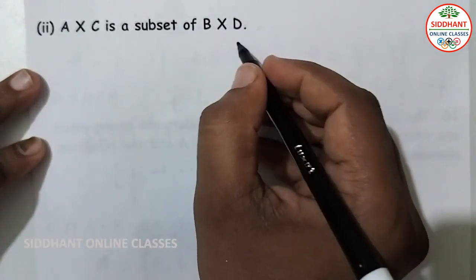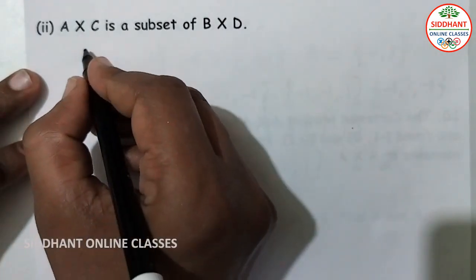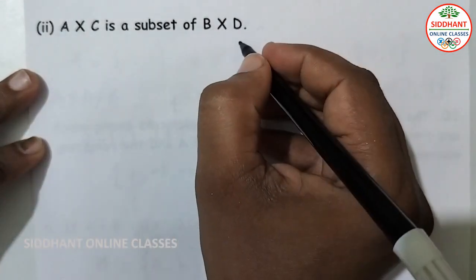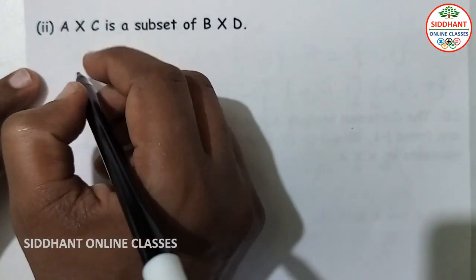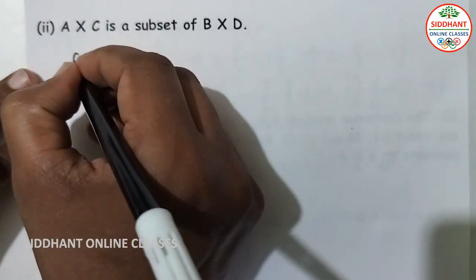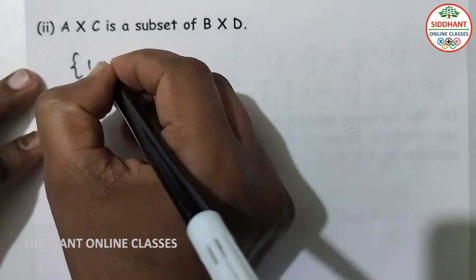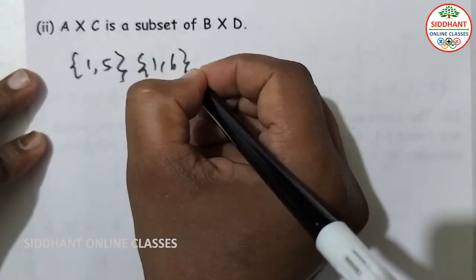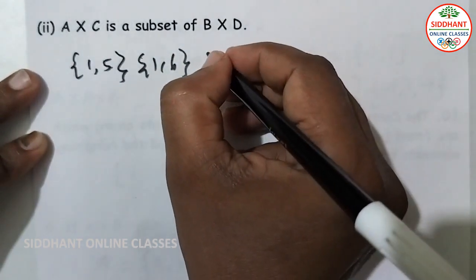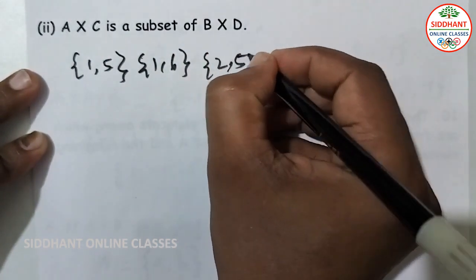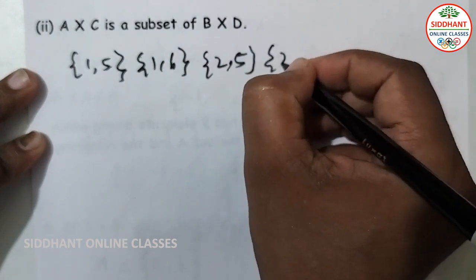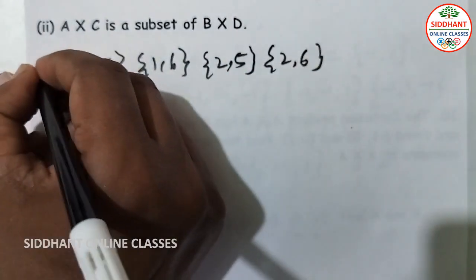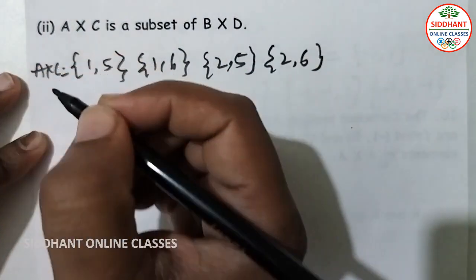Next, A cross C and B cross D. So A cross C is a subset of B cross D. We have to check. So A cross C, so that will be 1, 5, 1, 6, 2, 5, 2, 6. So this is A cross C.